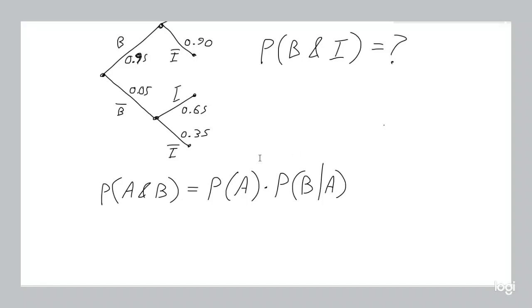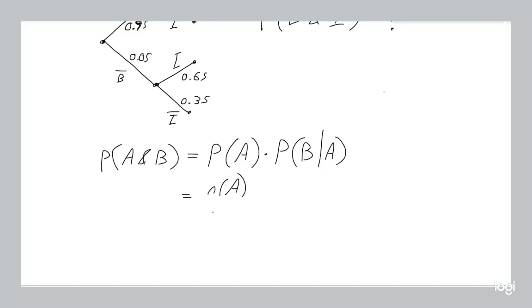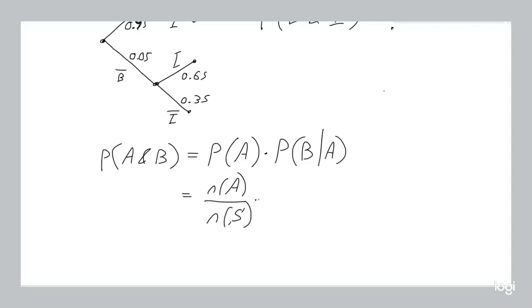Well, why is that the case? Let's break this down using the definition of probability. The probability of A is the number of ways A can happen divided by the total number of possible outcomes. And the probability of B given A is the number of ways that A and B happen together divided by the total number of outcomes corresponding to A. That's what conditional probability is.